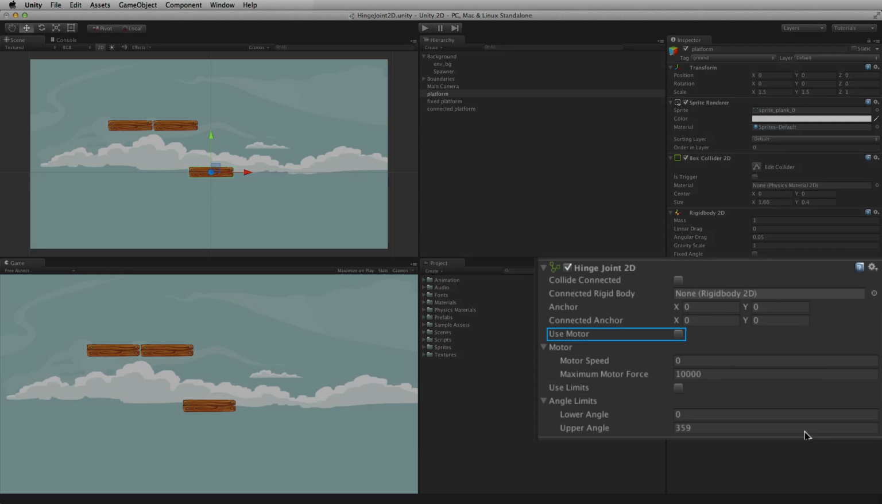The Use Motor and Use Limits are special properties for the hinge joint. The hinge joint can be actively powered by a motor. When Use Motor is selected, the hinge joint 2D will apply torque and rotate the sprite. Motor speed is the target speed in degrees per second the motor will try to reach. Maximum motor force is the maximum torque the motor can apply while attempting to reach this target speed.